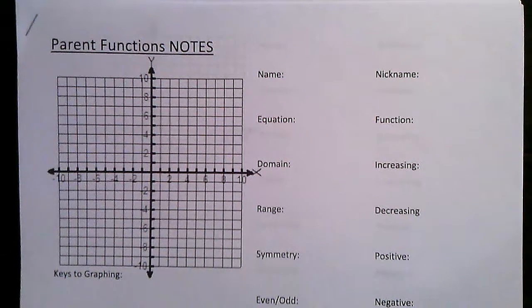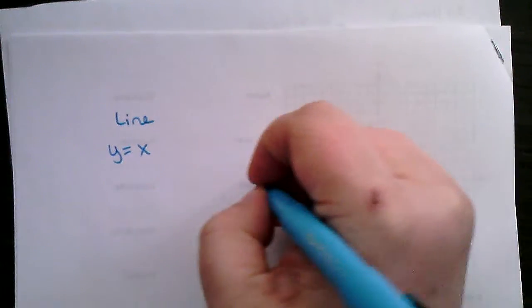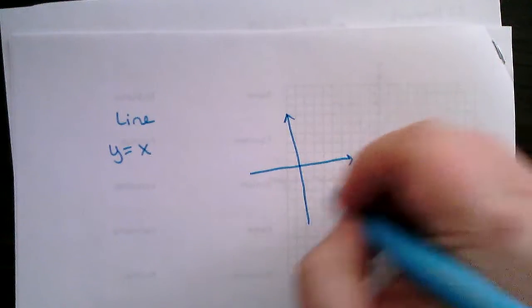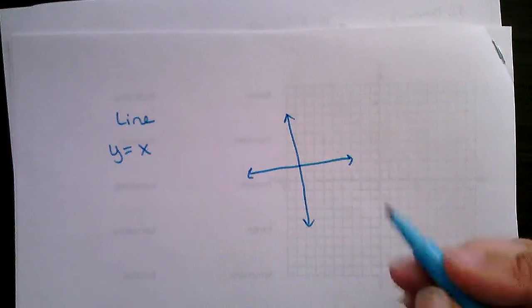All right, so what we've got going on today is we're learning 6 of the parent functions. Now you already know, let me just flip this over. You already know one parent function, which is y equals x. It is a line, okay? So you already know that parent function, and you don't have to write this one down, but it is a parent function that you already know. So we'll just go ahead and graph that.